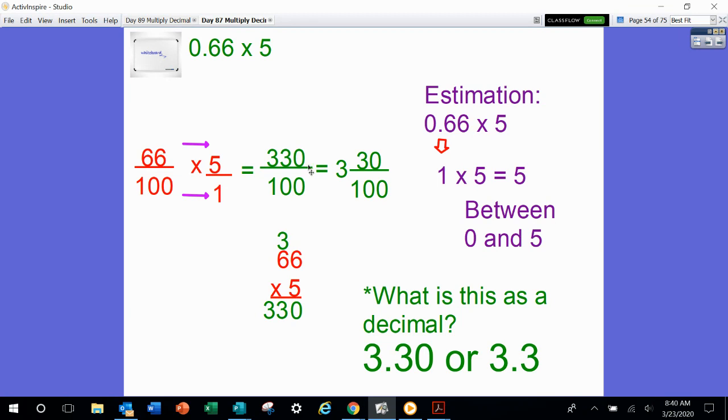I have my numerator. I can make 3 whole groups of 100 from 330, and I have 30 remaining. So now I have 3 and 30 hundredths, which as a decimal is written as 3 and 30 hundredths, which is the same as 3 and 3 tenths.